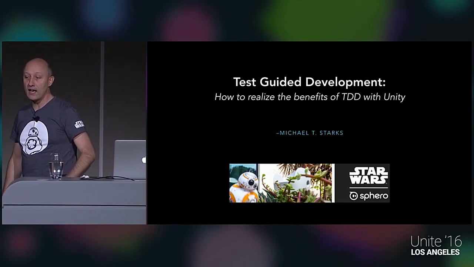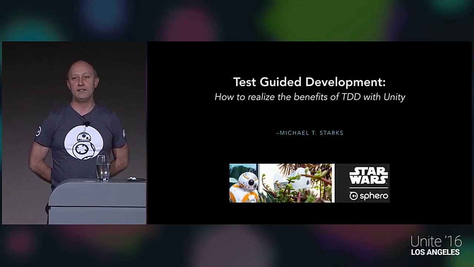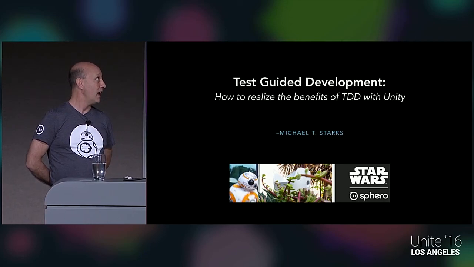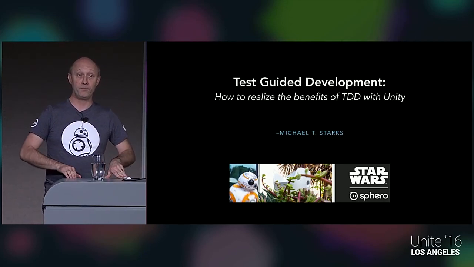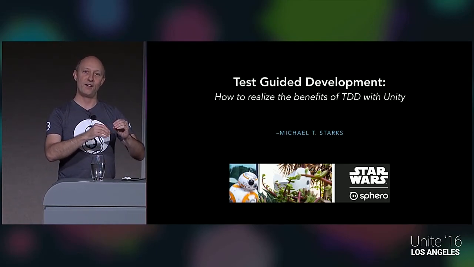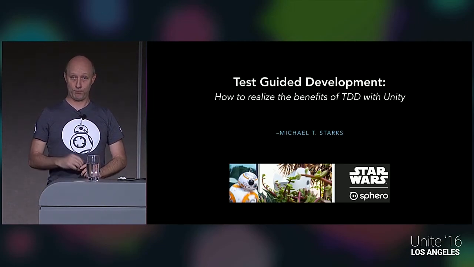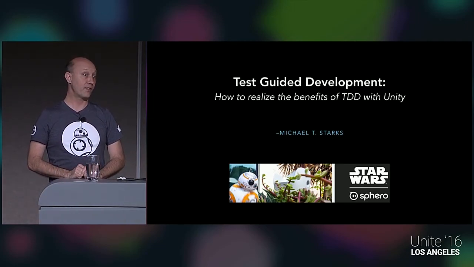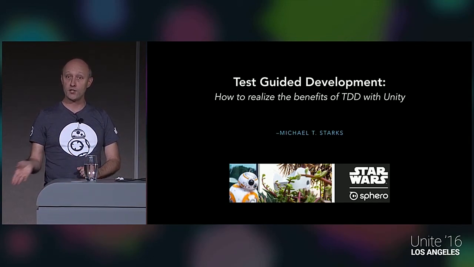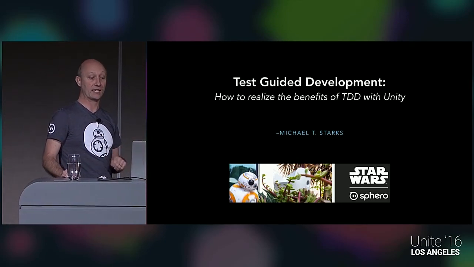All right, the name of my talk is Test Guided Development: How to Realize the Benefits of TDD with Unity, where TDD is test-driven development. There is a distinction that I want to make between the two. Test-driven development assumes that you're going to write a test for every line of code that you create. It puts testing first. And I think that that's a great way to develop a lot of software. It's a little problematic in the context of building a game with Unity. And we're going to see how that works. But that's the reason why I'm calling this test-guided development.